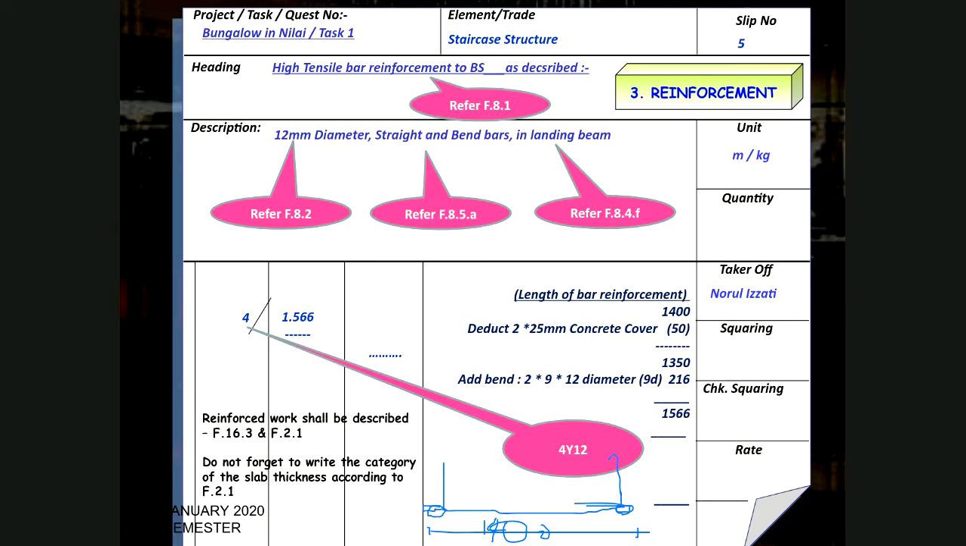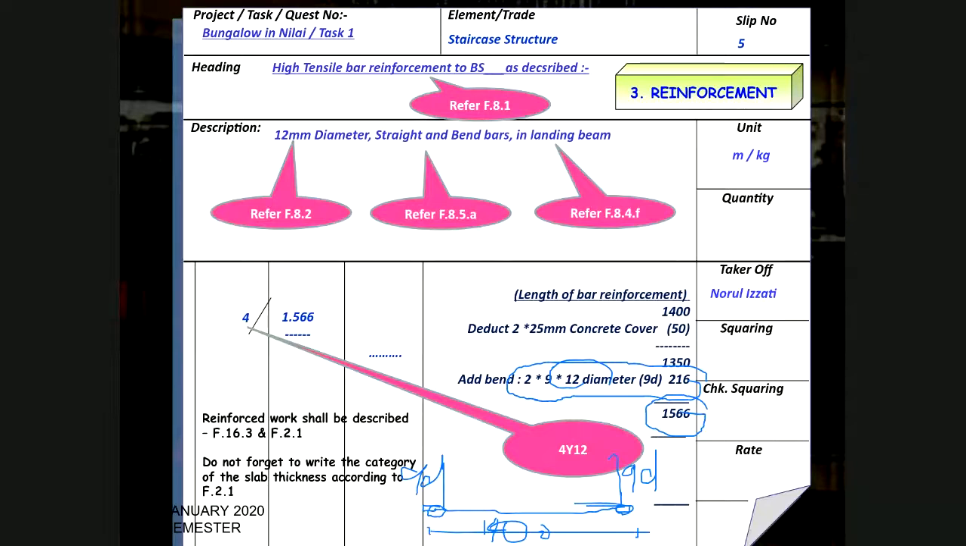The specification already states that for all bends, the formula is 90. So you have 90 here, and you have 90 at this side. That's why you have to add 2 times 9D, where D is the diameter of the bar reinforcement. So at the end, you have 1.56.